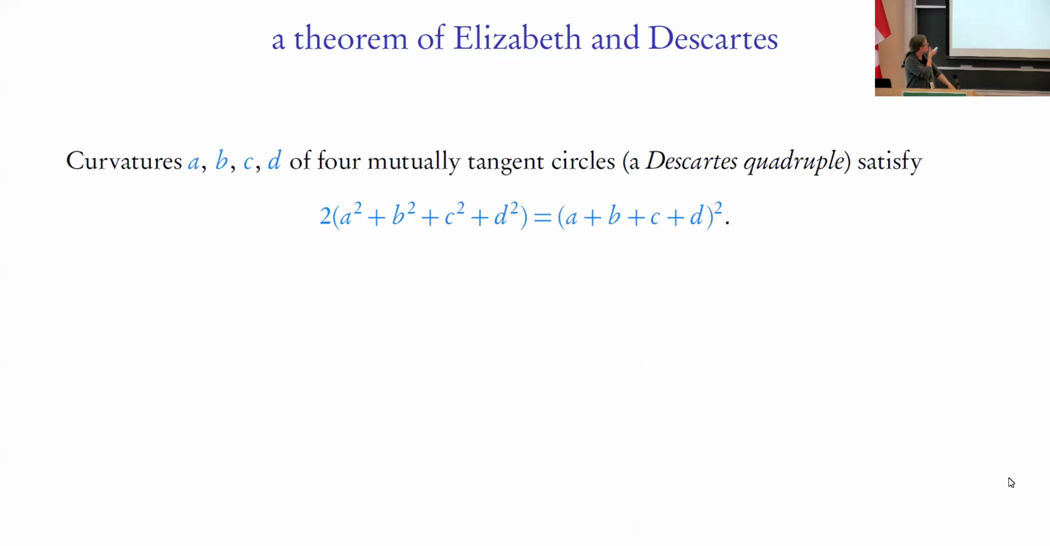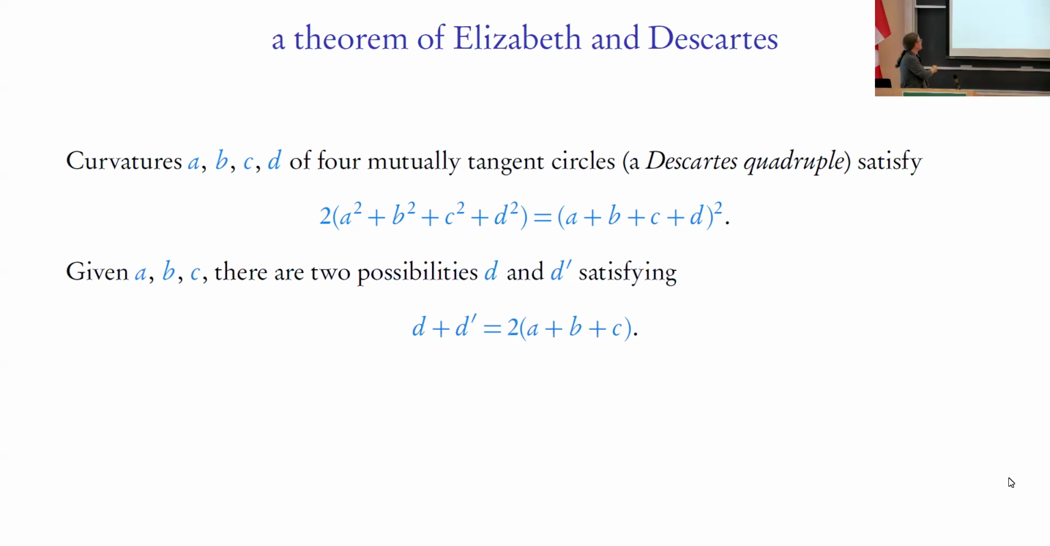A theorem of Descartes answers the question as to why this happens. Let's let A, B, C, and D be 4 mutually tangent circles, which we'll call a Descartes quadruple, and let those be the curvatures. It only uses basic geometry, but it's not very easy, and it shows that you have this quadratic relationship between the curvatures. In particular, this reflects Apollonius's observation that if you have 3, there are 2 solutions for the 4th. So if you have A, B, C, there are 2, maybe D and D prime, and they satisfy a linear relationship in terms of the previous curvatures.